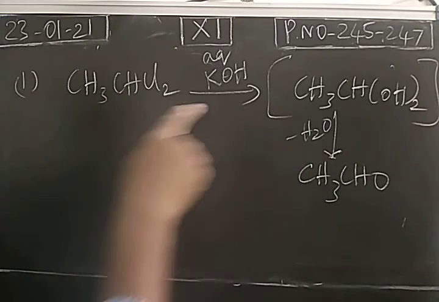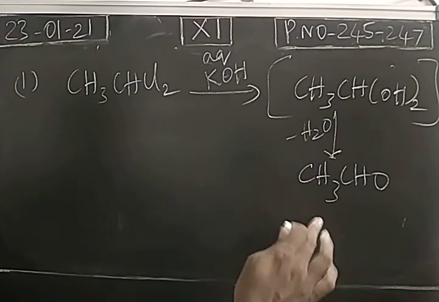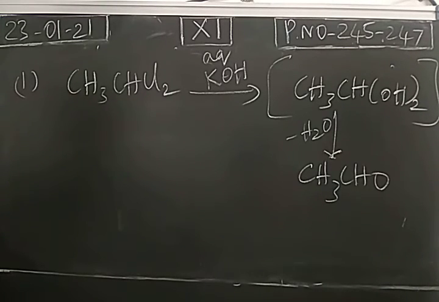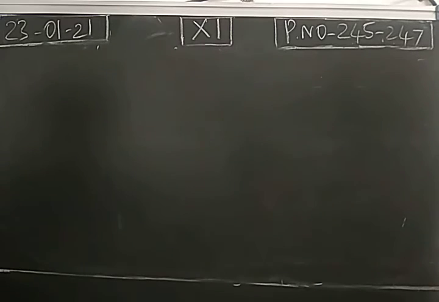So gem dihalide is treated with aqueous potassium hydroxide. Finally, it forms aldehyde, acetaldehyde, or you can get ketone also. Right? Then what about vicinal dihalide?